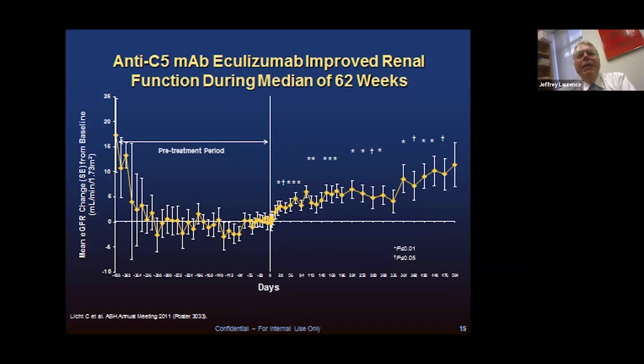And as you can note, at every single time point they measured, there was a decline in eGFR. On day 0, they started eculizumab. At every single time point up to 2 years, there was no plateau. There was still continued improvement in GFR at 2 years.